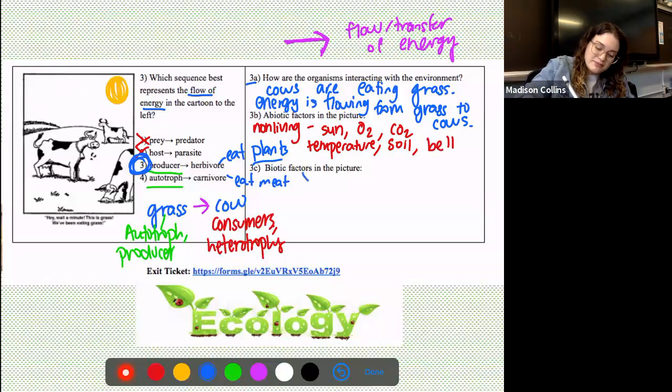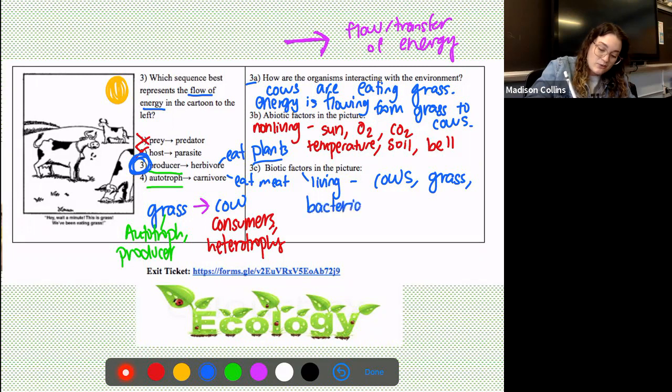But what about for the biotic or for the living? There's a child screaming outside. What about for the living factors? Well, obviously we've got cows, we've got grass. Now, if you zoom into that soil, you might see bacteria or worms living in that soil. Those are living, but I think that's all the living things we have here.